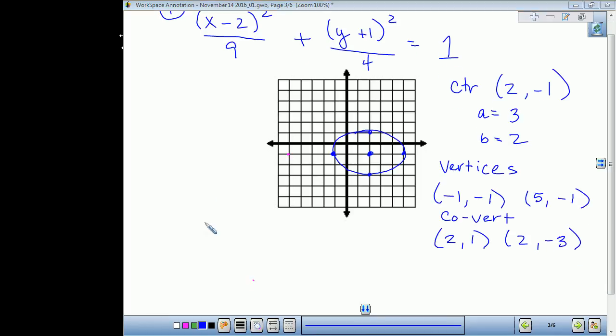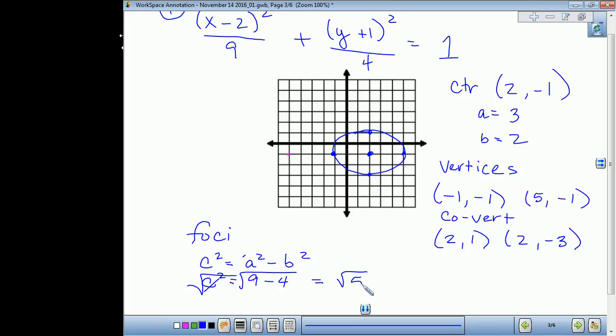I have to do a little work for my foci. Okay, to find the foci, first I need to find c. And I remember that c squared is a squared minus b squared. So in this case, c squared is 9 minus 4. Every time you take the bigger one minus the smaller one. Okay? And then we take the square root of that. So c is what I really need. And c is the square root of 5.